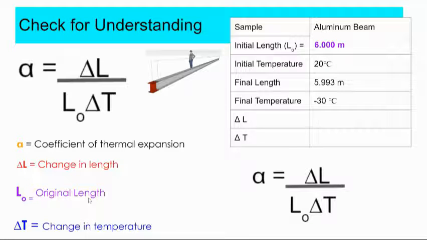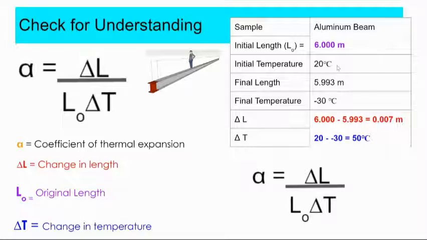Hopefully you calculated the change in length to be 0.007 meters, and the change in temperature to be 50 degrees Celsius, because we were starting at a temperature of 20, we went to 0, and then we went all the way down to negative 30 degrees. So when you subtract a negative, it becomes plus, in other words, a change of 50 degrees Celsius. So now our change in length is 0.007 meters.